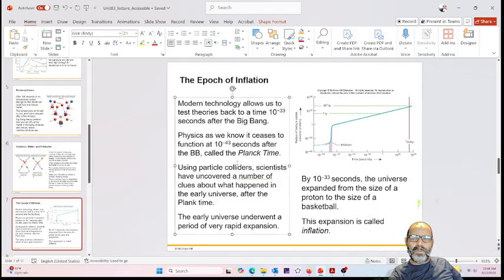So the Big Bang itself was not an explosion. That's a time when things happen. The explosion happened a little later.